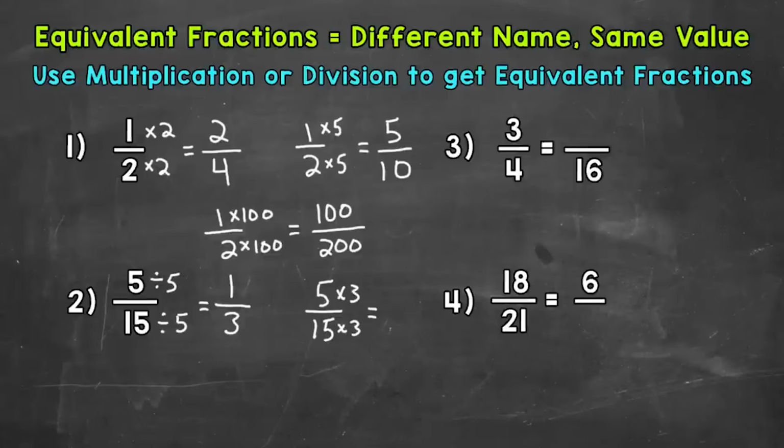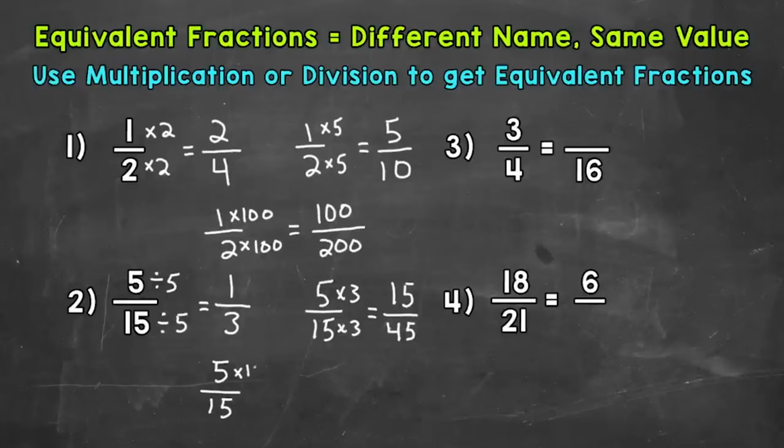So 5 times 3 gives us 15. And then 15 times 3 gives us 45. So 15/45 is another example of an equivalent fraction to 5/15. And then lastly, let's multiply by 10.